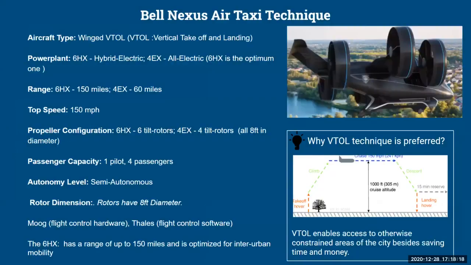Lastly, I want to talk about the Bell Nexus taxi drone. Bell Nexus taxi is one of the most important passenger drone projects. Also, from my perspective, it is the most aesthetic. It has winged VTOL capability and it can go up to 150 mph. Including the pilot, it can hold up to 5 people. Also, with its 6 propellers, its range can go up to 150 miles.